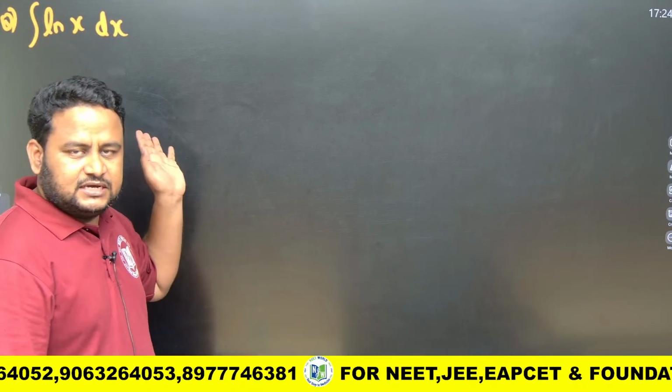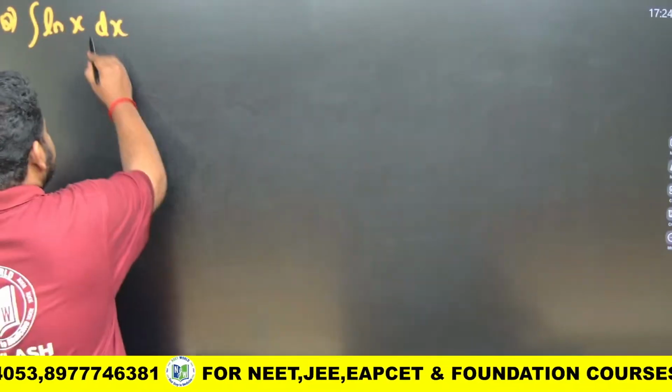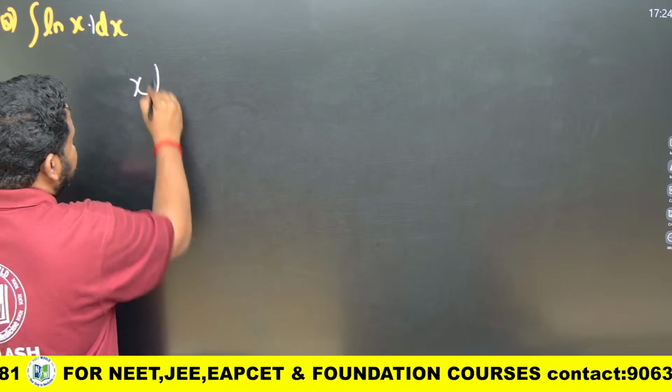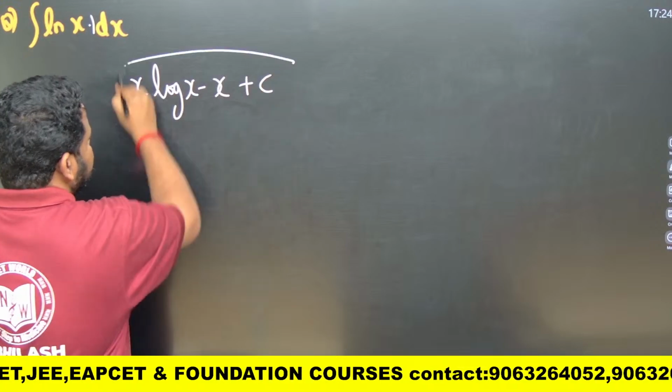So integral of log x. Here the first function will be log x. Second function, you will take it as 1. Here no need to solve this. You should remember this, definitely have to remember this formula. Integral of log x is x log x minus x plus c. This is the formula you have to remember.